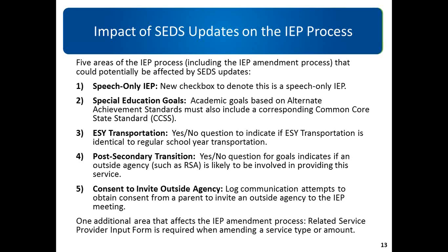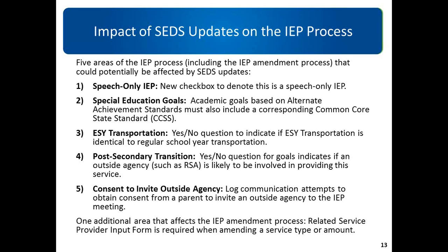And then the fifth possible change, again, if you're in the process of amending, is you will now be required to log any communication attempts to obtain consent from a parent to invite an outside agency to the IEP meeting. And this is not retroactive. So if you have not done this prior to October the 20th, you do not need to go back and re-obtain consent. So let's say, for example, you already had the IEP meeting, the outside agency was involved, and you didn't log those attempts. You do not need to go back and regain that consent or re-log that communication. This will be from October 20th on.